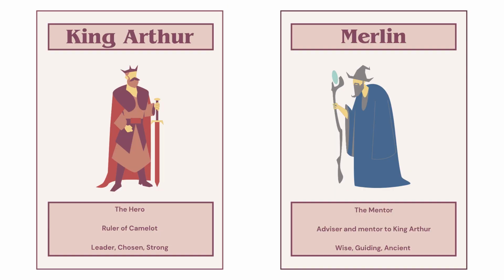What I've done here is made some character sheets, the name of the character, a couple of keywords and their role in this story. So we have King Arthur, who's the hero, the ruler of Camelot. He's the leader, he's the chosen one, he's strong. We have Merlin, who's his mentor and advisor. He's wise and guiding and ancient.